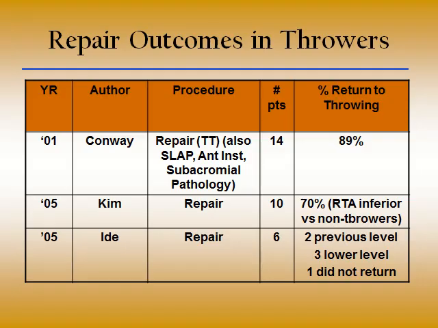But the repair outcome in throwers may be different than the conventional population. Conway, for example, has shown that in a transtendinous technique he had a return to throwing of 89%, but there was also concomitant pathology addressed, so this wasn't isolated transtendinous partial cuff tear repairs.